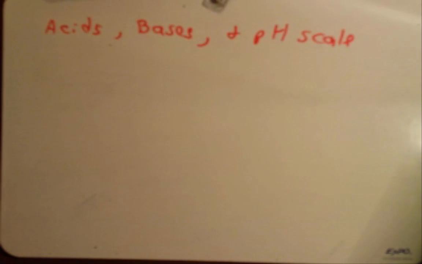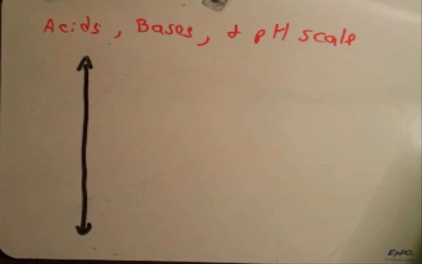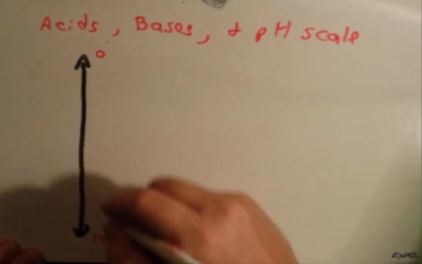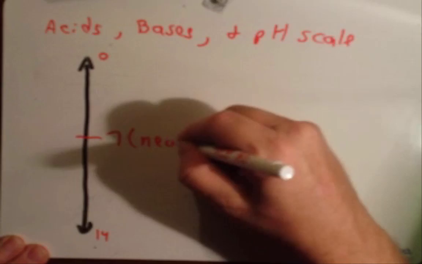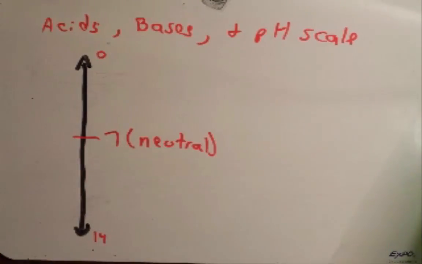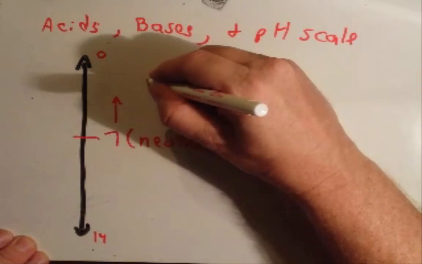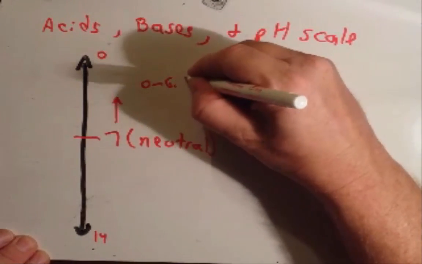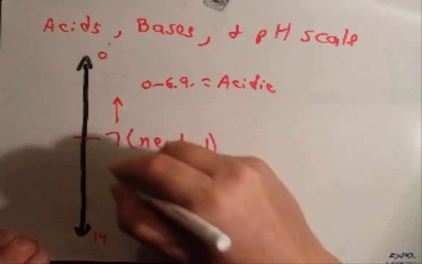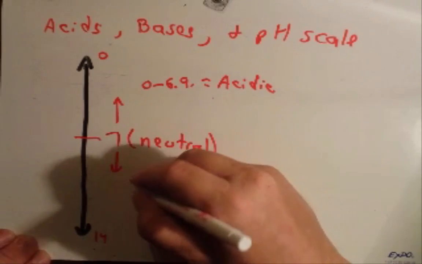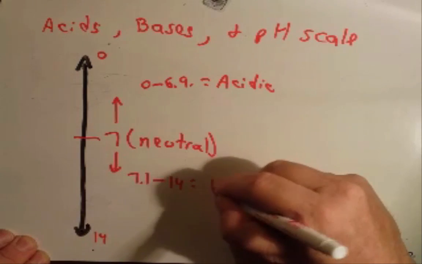So this is really what I want you to know. I want you to know the pH scale first. You should know that the pH scale goes from 0 to 14. You should know right in the middle, pH 7 is what we call a neutral pH. It's neither acidic nor basic. You should know everything lower than 7, so 0 to 6.9, is acidic. And then you should know everything above 7, so 7.1 to 14, is basic.